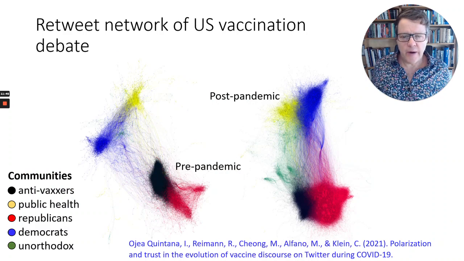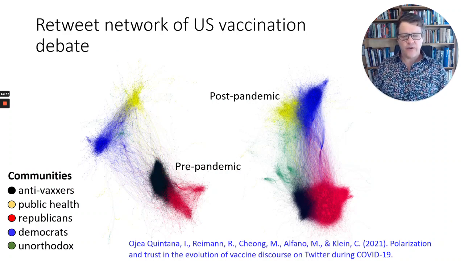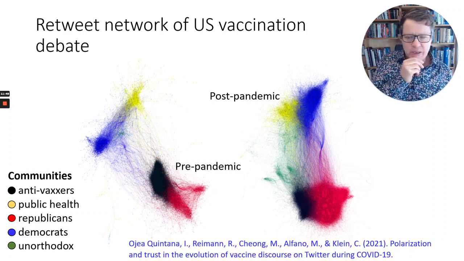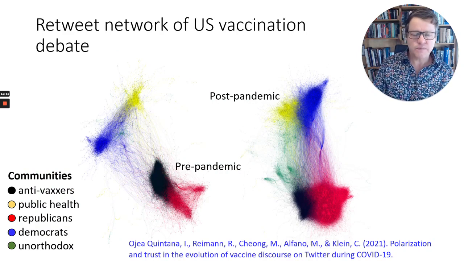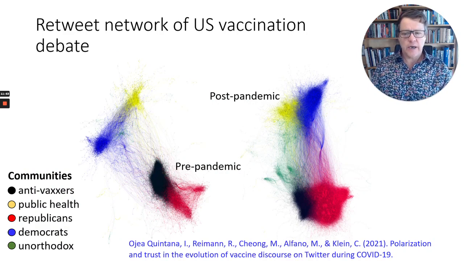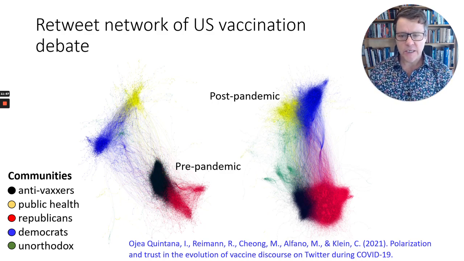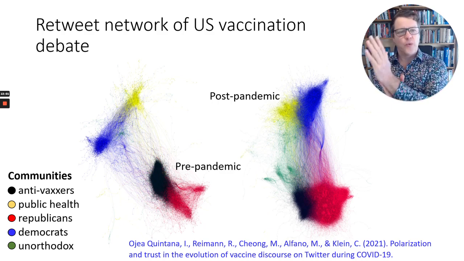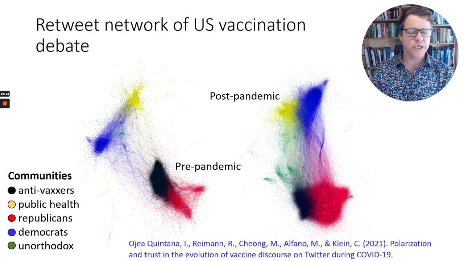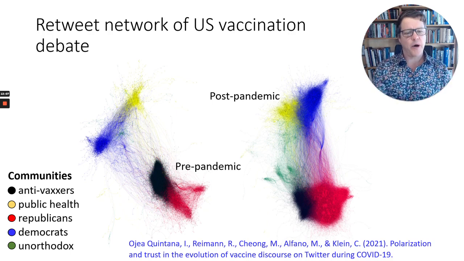So we obtained this data from colleagues in Australia. You can see their reference to the article. And this is Twitter data based in the United States, pre-pandemic, and that was 75 days before the World Health Organization declared the pandemic, and then 75 days after, post-pandemic.